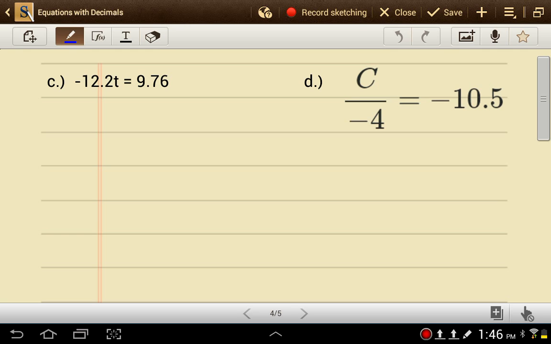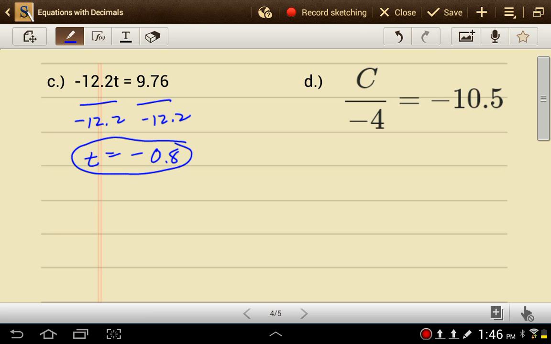Okay, in example C here, I have negative 12.2 t, which means I'm multiplying. The opposite of multiplying is divide. So I'm going to show division to both sides and divide both sides by 12.2. You can definitely use a calculator for these. And I'm going to get t equals, well, my answer is going to be negative, and then when I divide that, I get 0.8. T equals negative 0.8.